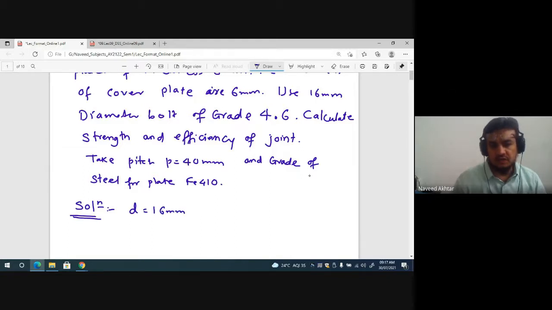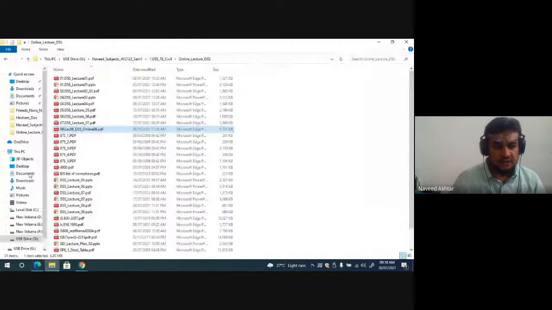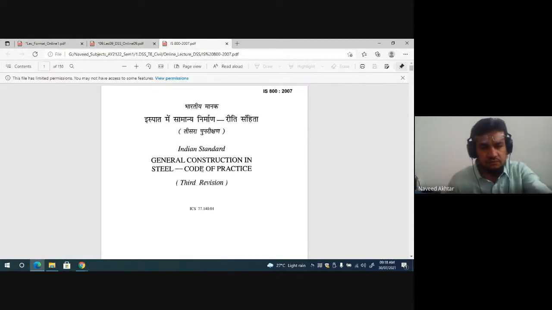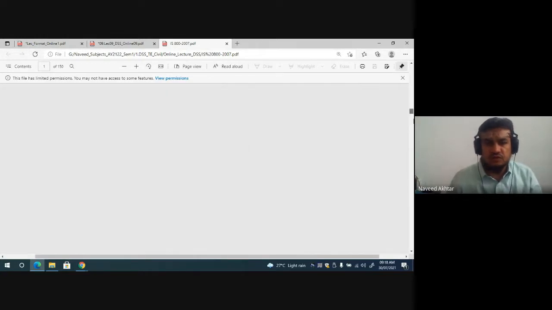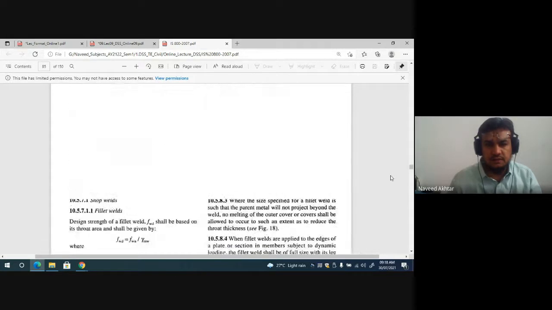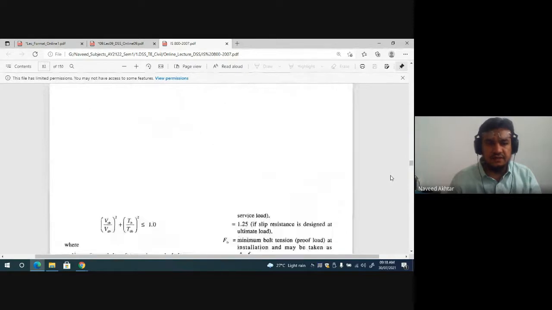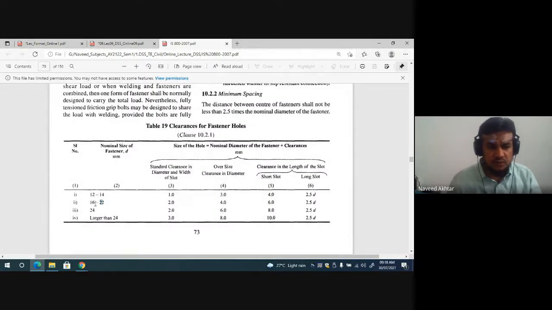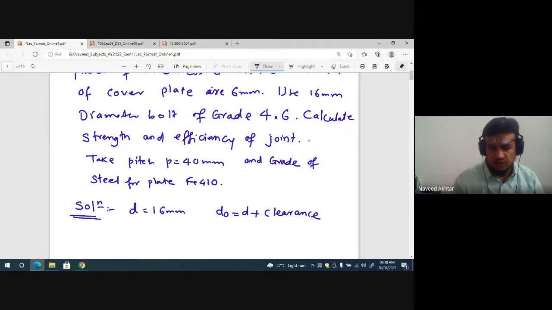As per IS code, you know that D0 is equal to D plus clearance. The clearance is given in IS 800:2007, page number 73, which I showed you yesterday. On page 73 you can find the clearance for a 16 mm bolt is 2 mm. For a 16 to 22 mm bolt, the clearance is minimum 2 mm. So D0 is equal to 16 plus 2, so D0 is 18 mm.